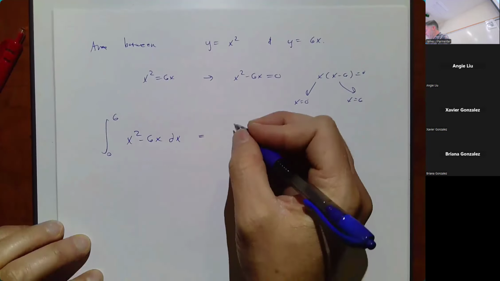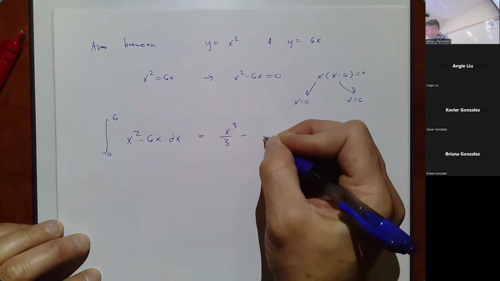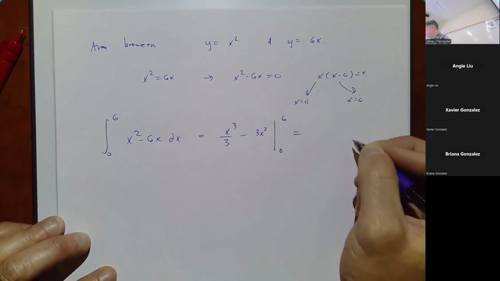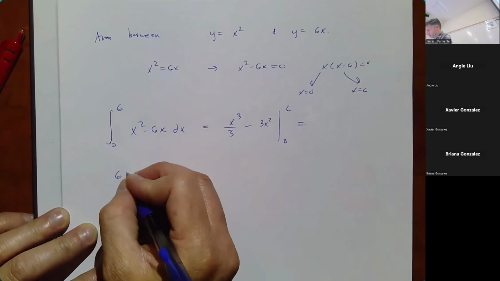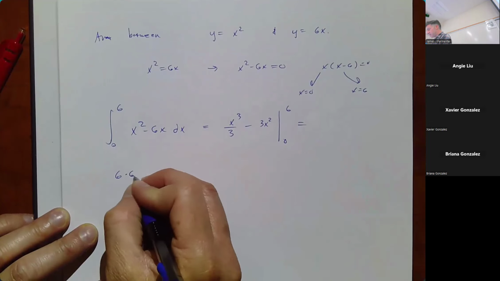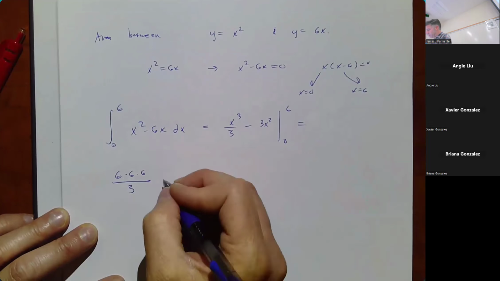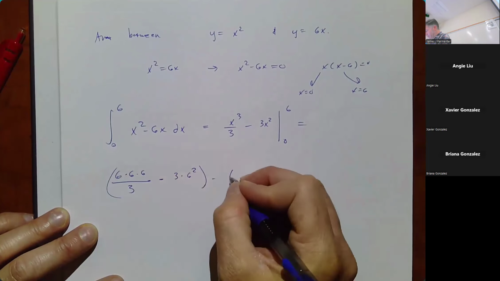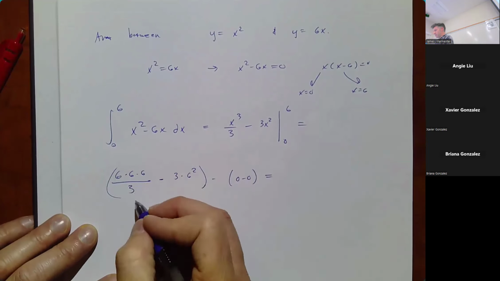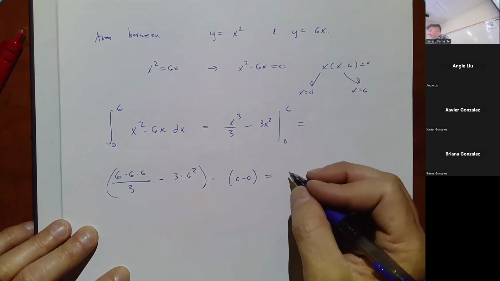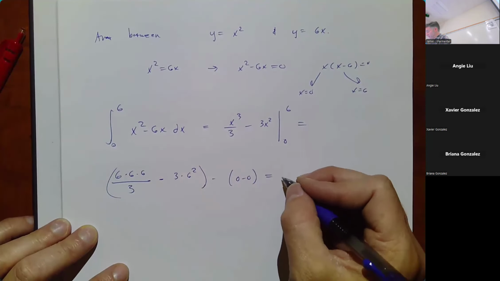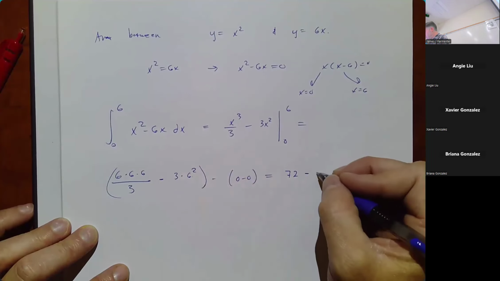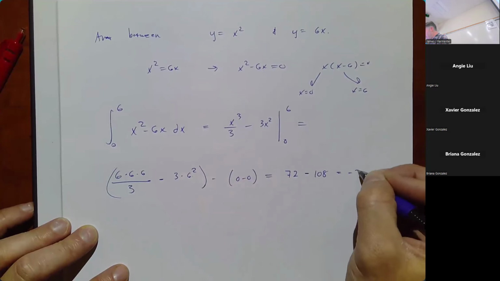So I integrate, I get x cubed over 3 minus 6x squared over 2, which is 3x squared, from 0 to 6. Plug in, I get 6 cubed, which I'm going to write as 6 times 6 times 6 so that I can divide by 3 easily, minus 3 times 6 squared, minus 0 minus 0. And then 6 times 6 times 6 over 3 is really 2 times 6 times 6, which is 2 times 36, which is 72. Minus 3 times 6 squared is 108. And I get negative 36.